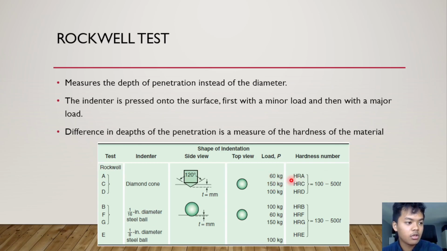Okay, so for 60 kilogram we got HRA, and then for 150 kilogram we got HRC, for 100 kilogram we got HRD, and so on. So what is this? We can acquire the hardness number by using this: 100 minus 500 times T. T is the difference in depth in here, as you can see, and this one. As previously mentioned, the Rockwell test measures difference in depth of the penetration.